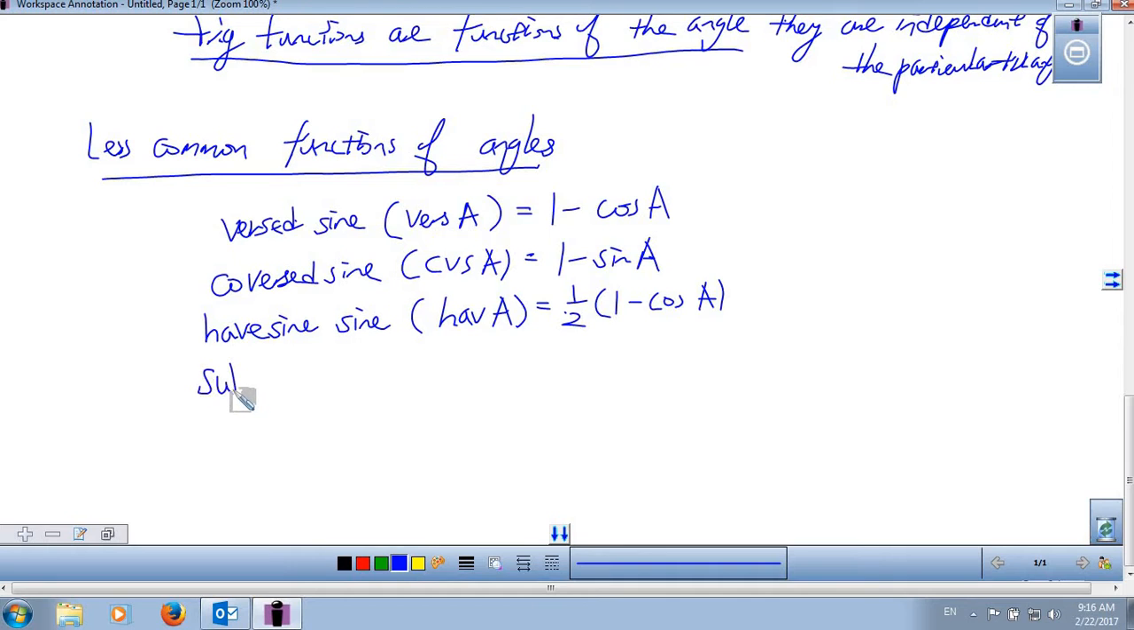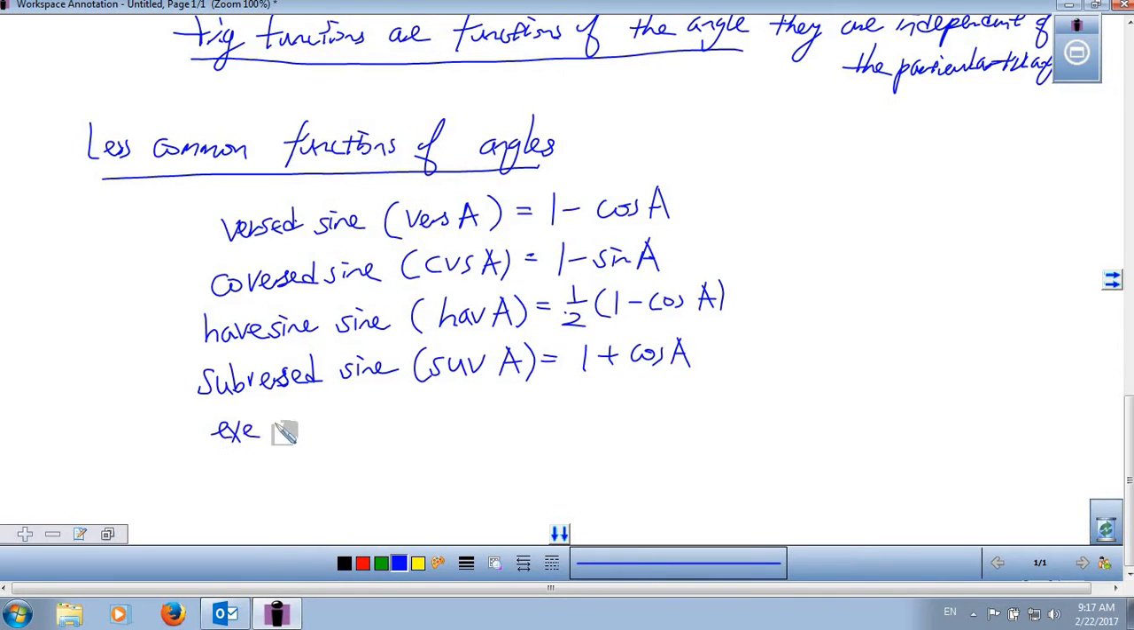And the vercosine, or the subversed sine. It's called the vercosine, SUV A, equal to 1 plus cosine A. All of those things can be represented graphically.